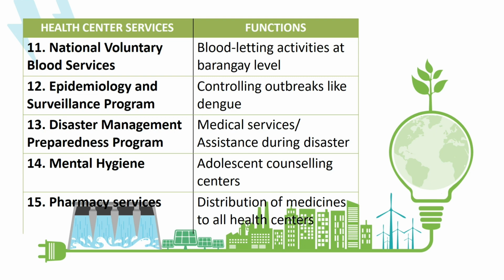12. Epidemiology and Surveillance Program. Their function is to control outbreaks like dengue in our community. 13. Disaster Management Preparedness Program. Their function is to give medical services and assistance during disaster. 14th, Mental Hygiene. Their function is to counsel adolescents. 15th, Pharmacy Services. Their function is to distribute medicines to all health centers in our community.